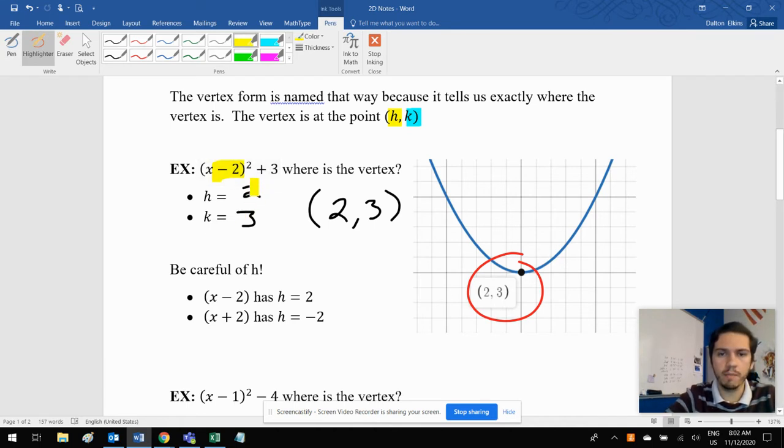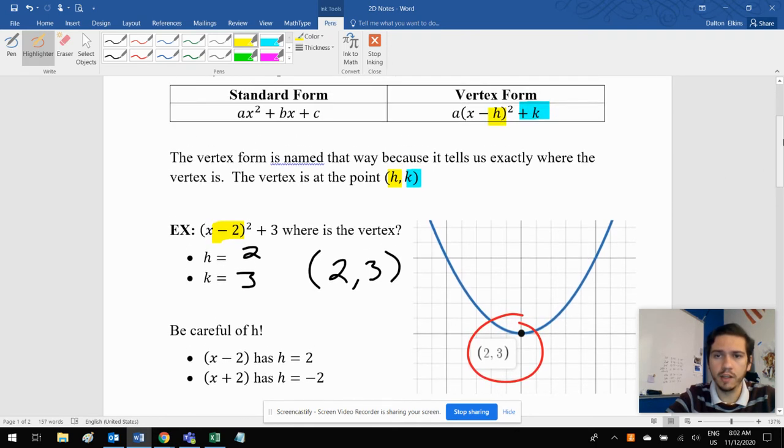So why did he write positive 2? And why is the vertex positive 2? And then when I look at the graph, the vertex is positive 2. Be careful of h. When you look at the formula, it says x minus h.